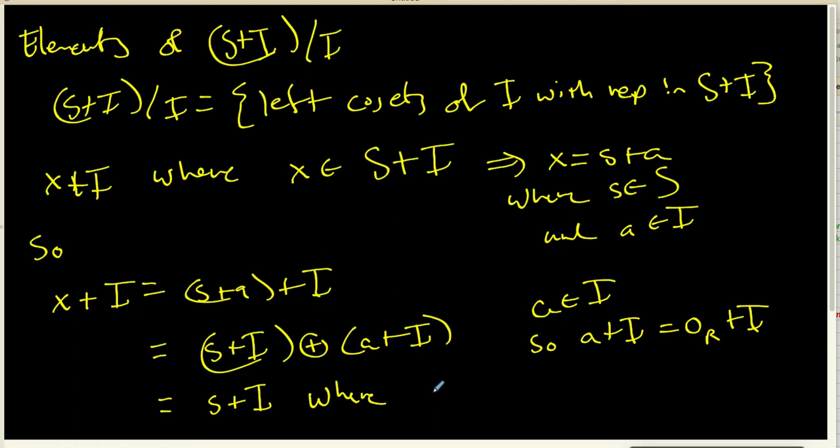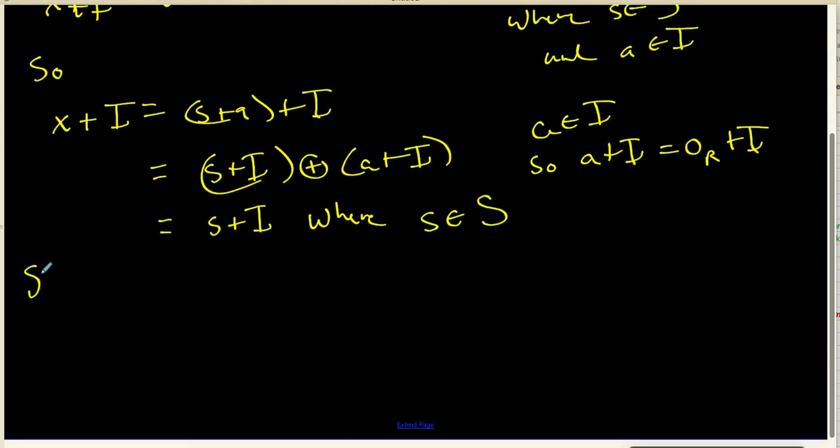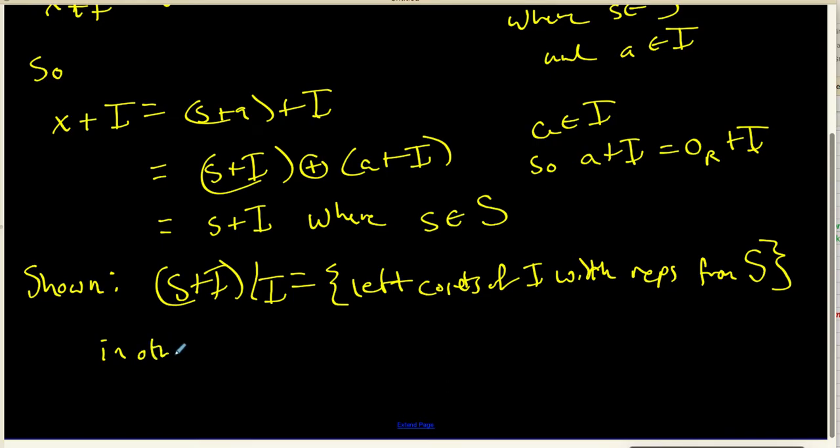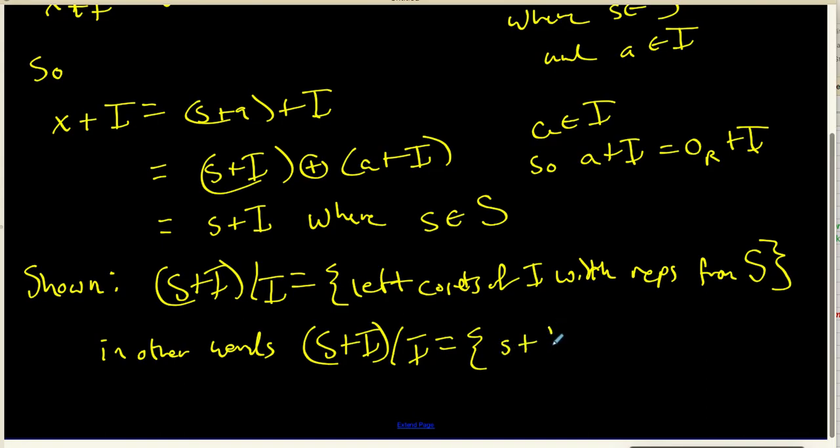where s is inside the subring S. In other words, what we have just shown is that S plus I mod I is equal to the set of left cosets of I with representatives drawn from the subring S. In other words, S plus I mod I is nothing more than the set of things that look like little s plus I, where little s is pulled from capital S.